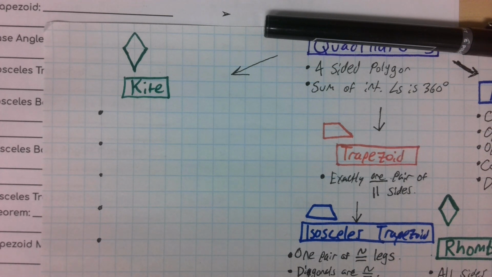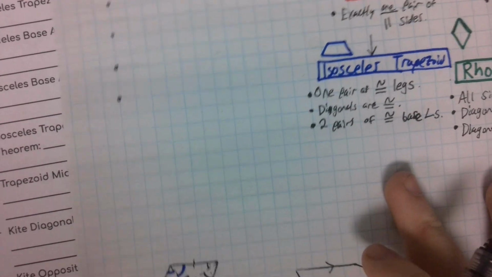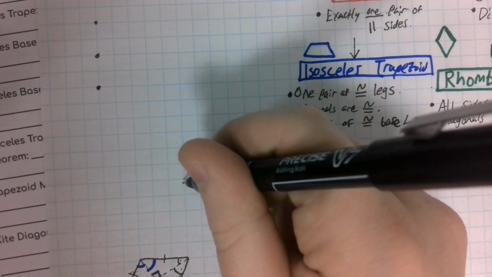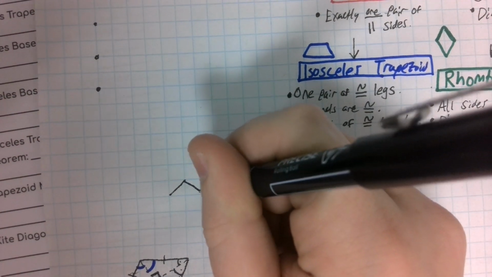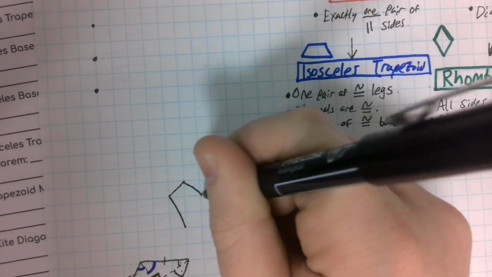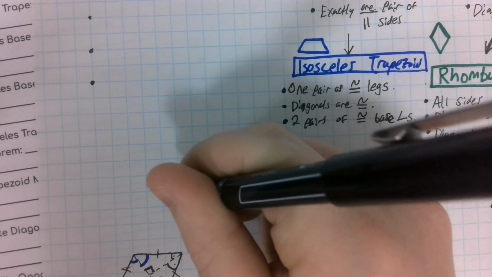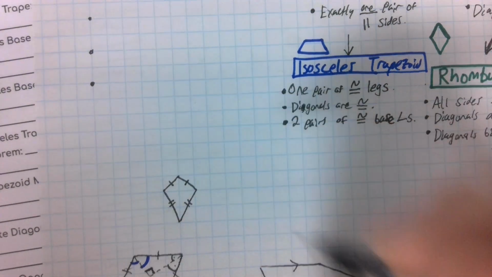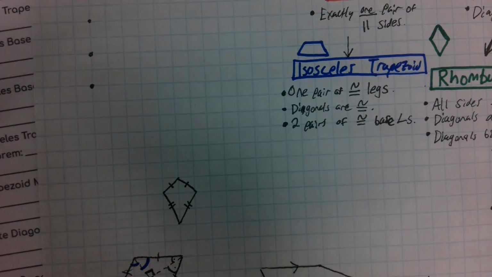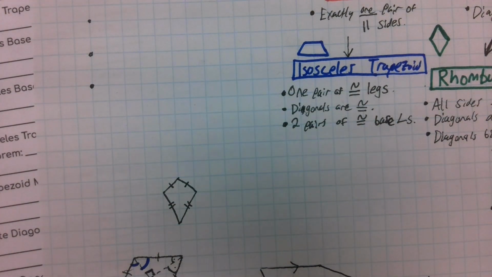Kites are quite possibly the strangest of them all. We have so many different properties that kites have just based on their funky shape. For those who don't know, a kite is what happens when you have two pairs of congruent sides that, instead of being across from each other, are next to each other.